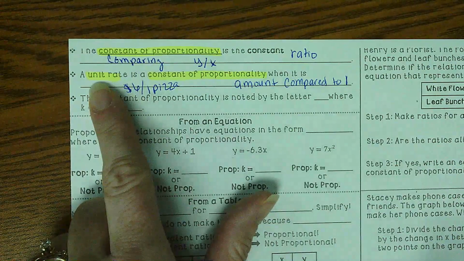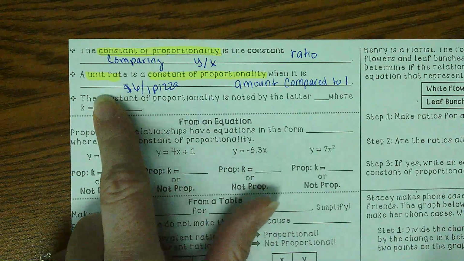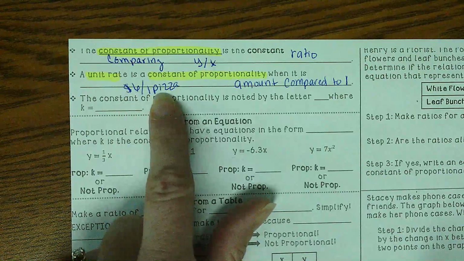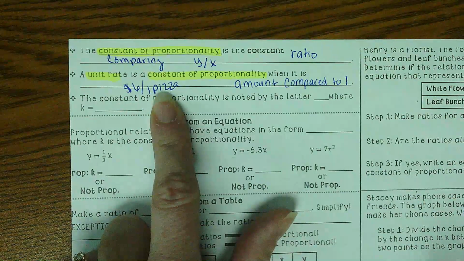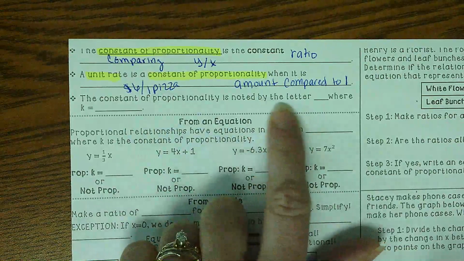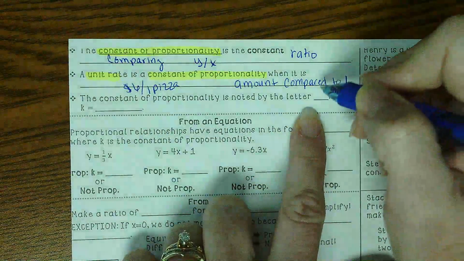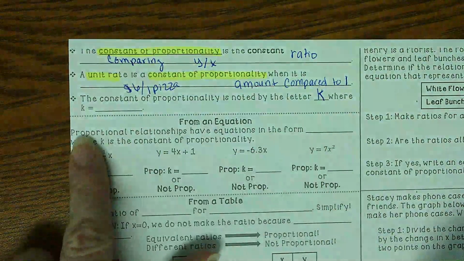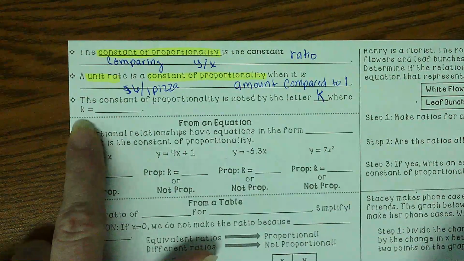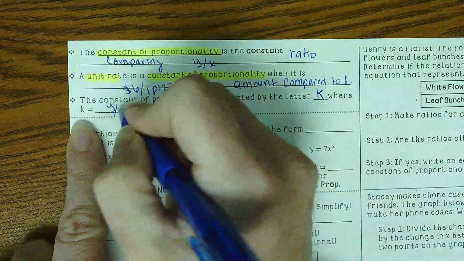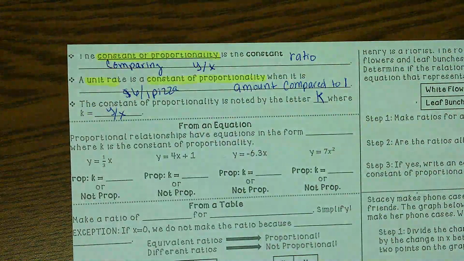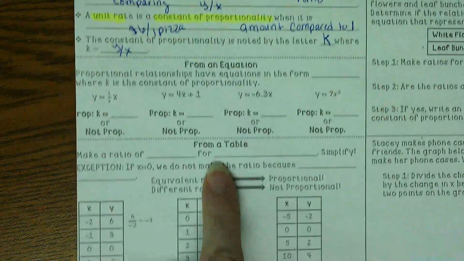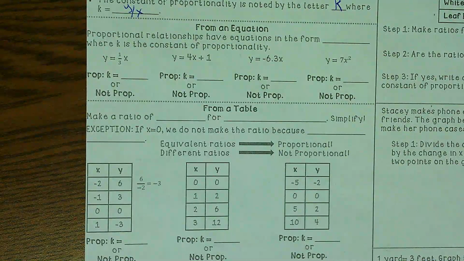We want to figure out how many miles per 1 hour. We want to figure out how many inches per day. It's always going to be our quantity over 1, okay? Now, the constant of proportionality is that letter that we talked about yesterday that we think should be a C, but the constant of proportionality is going to be our lowercase k, and k is always going to be comparing our y over x, okay?